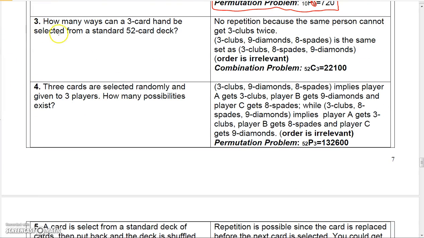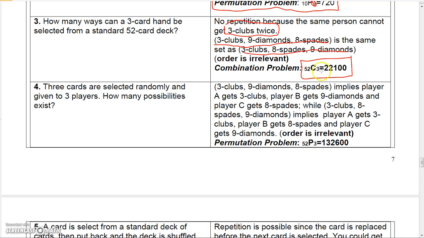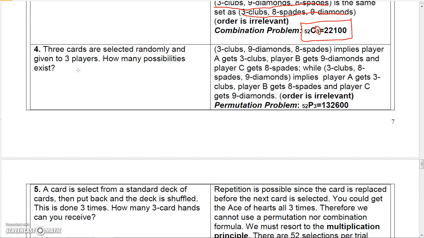Now let's turn to a deck of cards. How many ways can a 3-card hand be selected from a standard deck? In other words, how many 3-card hands are possible? There's no repetition because the same person cannot get the 3 of clubs twice. So 3 of clubs, 9 of diamonds, 8 of spades is the same hand as 3 of clubs, 8 of spades, 9 of diamonds. Therefore the order is irrelevant. So this would be a combination problem, and there are 52 cards in a deck, and we want to know how many 3-card hands there are. If you want to know how many 5-card hands there are, which is a common way to play poker, you can put a 5 in here for a 3 and see that it's over 2.5 million 5-card hands.